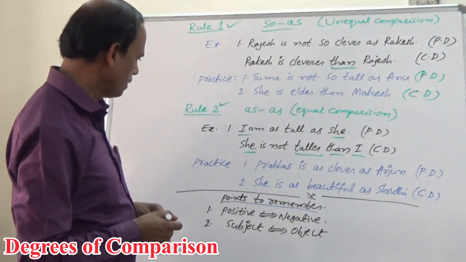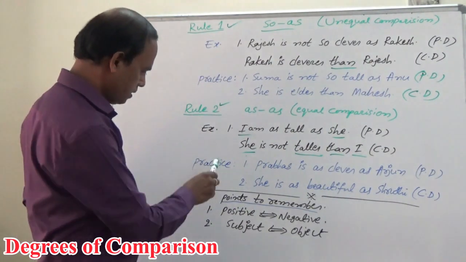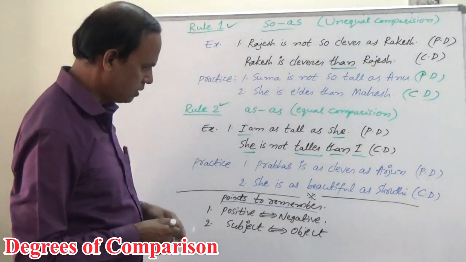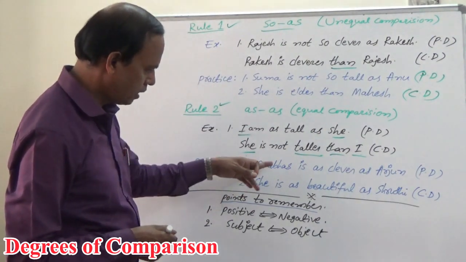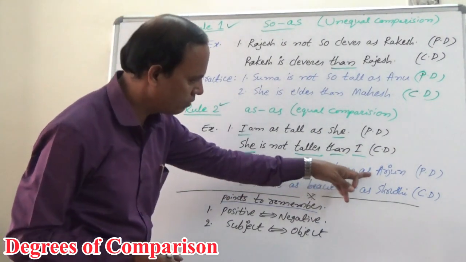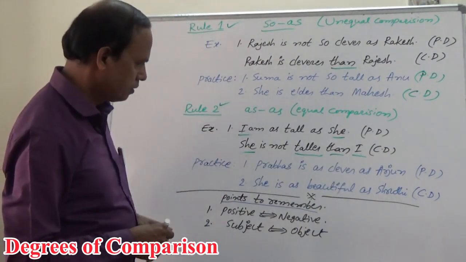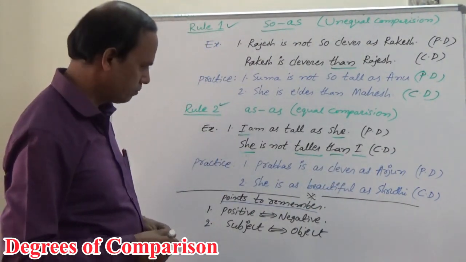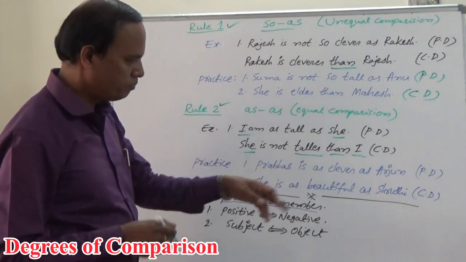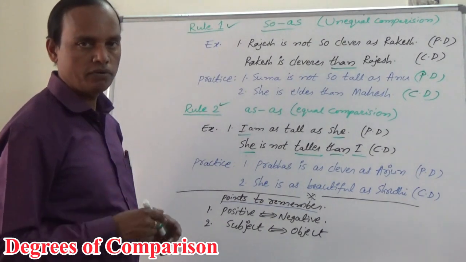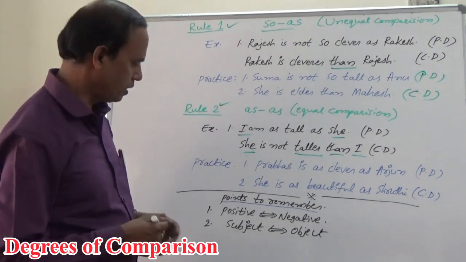Then practice sentences are also given here. 2 sentences. My first sentence: Prabhas is as clever as Arjun. You can change it into comparative degree. She is as beautiful as Shruti. It is in comparative degree; you can change it into positive degree.